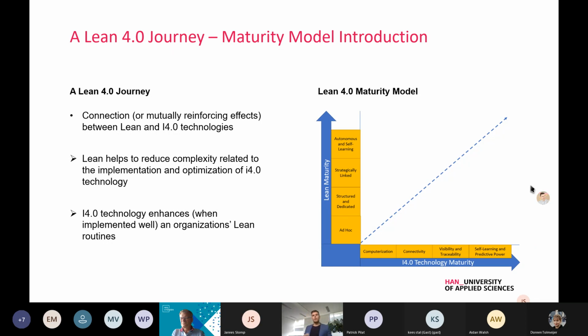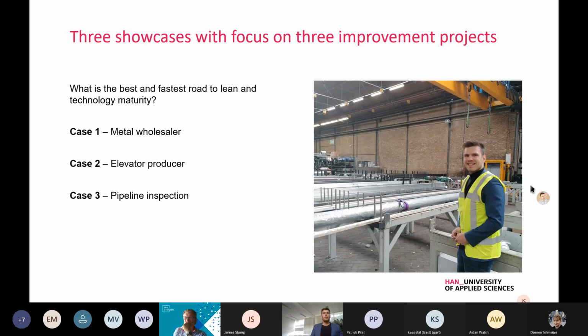That led us to the following question, actually. On the one hand, what is the optimal route for organizations to follow? And on the other hand, what are organizations nowadays doing in their maturity, in their trajectories? And in order to answer mainly that last question, what trajectory do organizations follow today, we follow three cases in an exploratory way that showcase their improvement in both lean maturity and technological maturity.